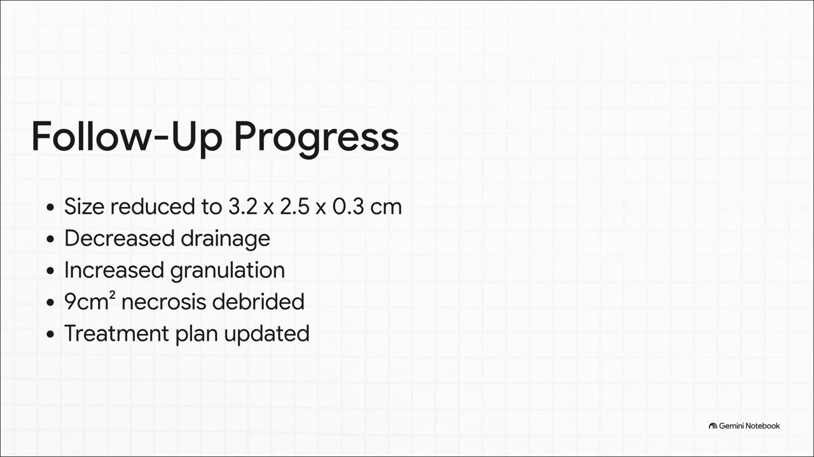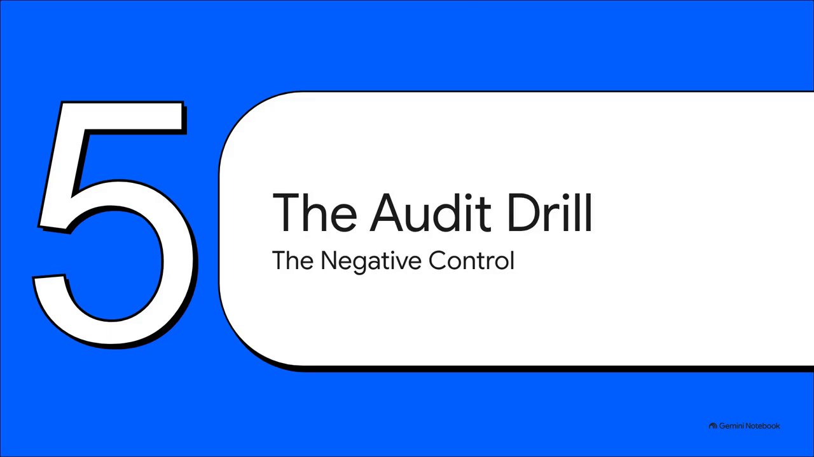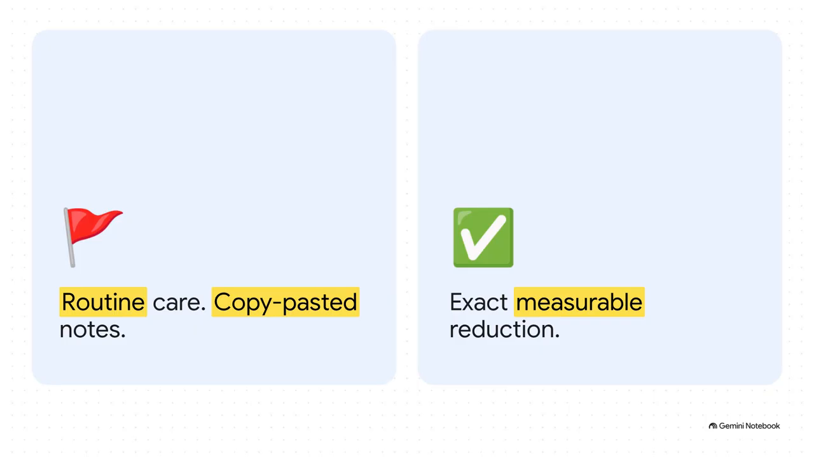We have measurable size reduction proving the treatment actually works, clear ongoing necessity for the remaining necrosis, and a totally actively managed care plan. Which brings us to Section 5. Let's run a quick audit drill and look at a negative control. We've seen what a gold standard note looks like. Now let's see what happens when documentation just completely falls apart.